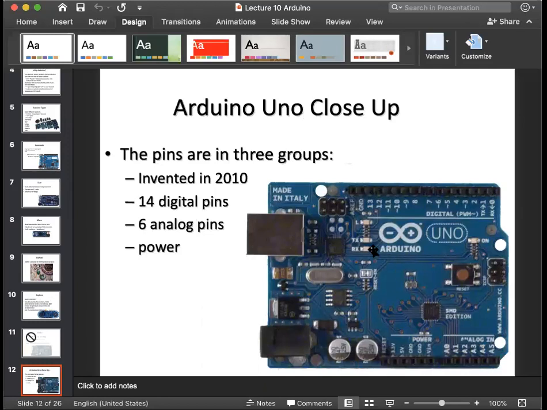Next one is the Uno. The Uno close-up is shown here. This one is Uno, we have actually read about it. So Uno was invented in 2010. It has 14 digital pins, 6 analog pins, and a power supply. So here is the Uno.